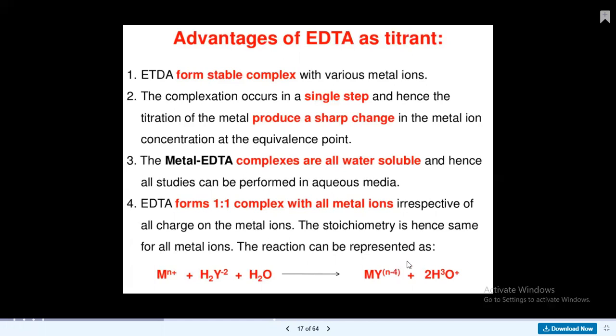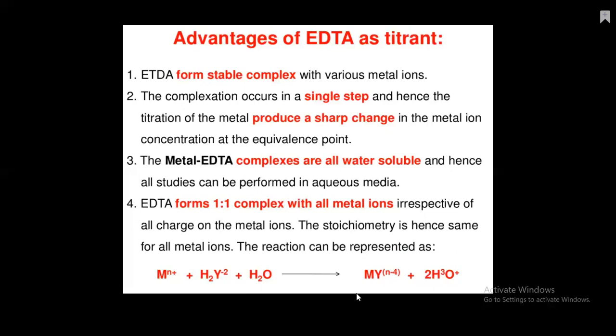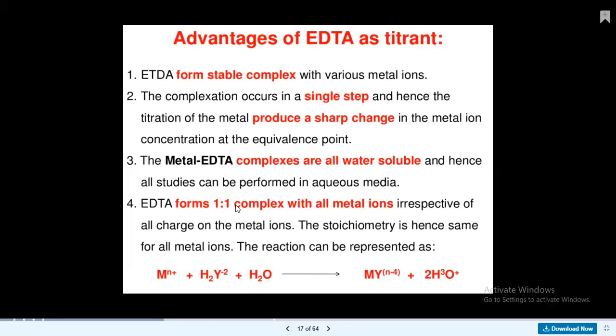The reaction can be represented as the metal ion, with its oxidation state, and then the EDTA is converted into disodium EDTA, where no hydrogen is there. The metal will form a complex with EDTA. Then this complex stoichiometry is 1:1, which is very important for the calculation of our analyte.